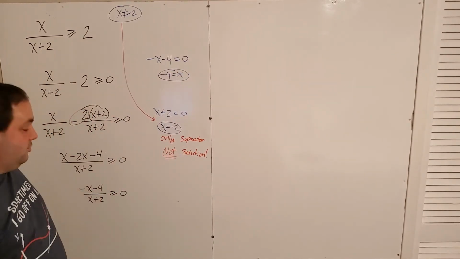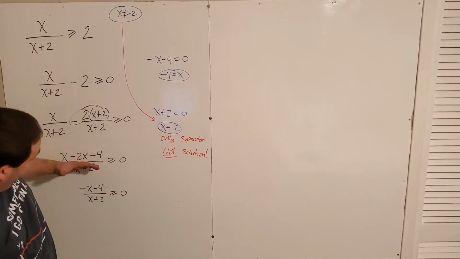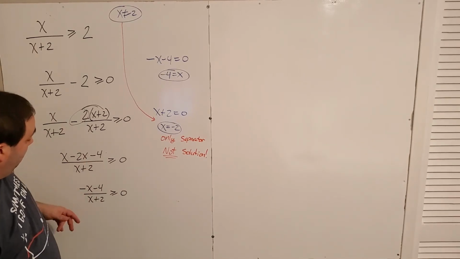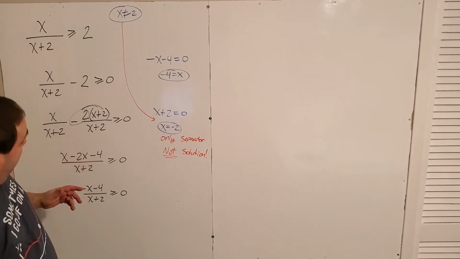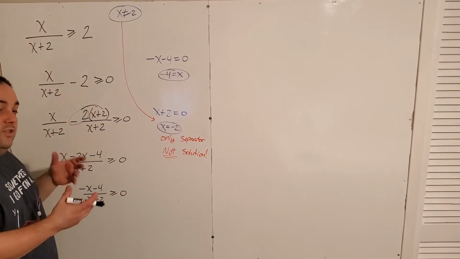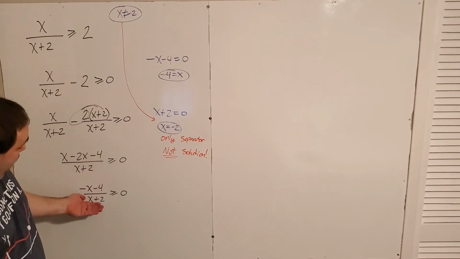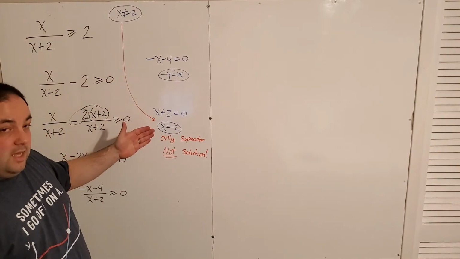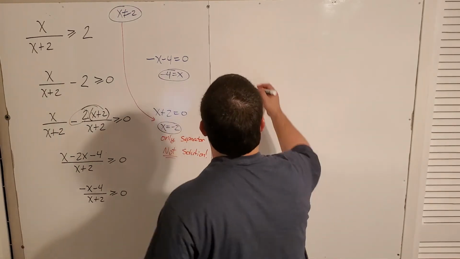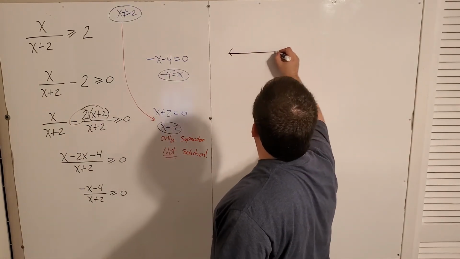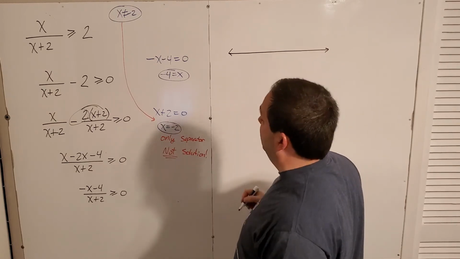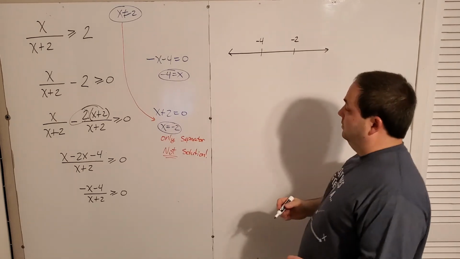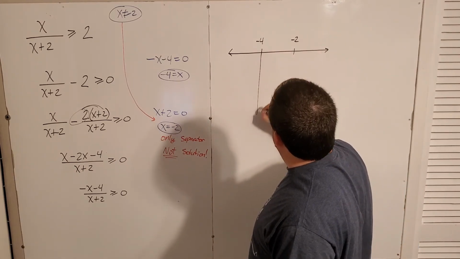Now, is it always going to be that straightforward in these kind of things? No. Your numerator and denominator could each have quadratics in them or other objects in them. So it's very, very possible that you could have more work to do here. It's just that this one happened to work out where my numerator and denominator were quick linear solves. So I have two different separator numbers. I'll draw my number line out, and I'll put them in numerical order: -4, then -2. And I've got my sections.